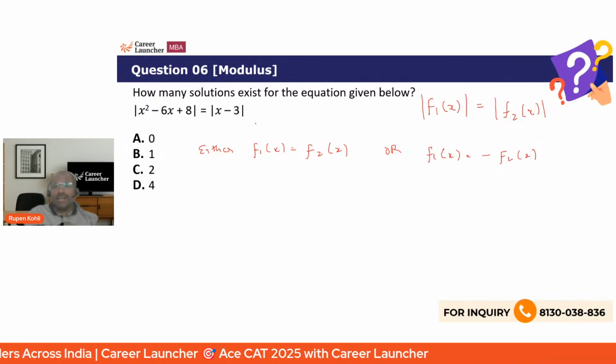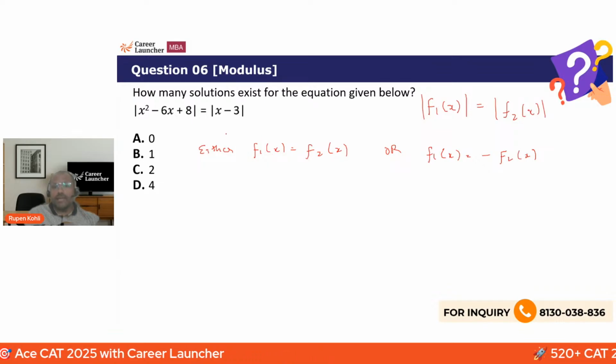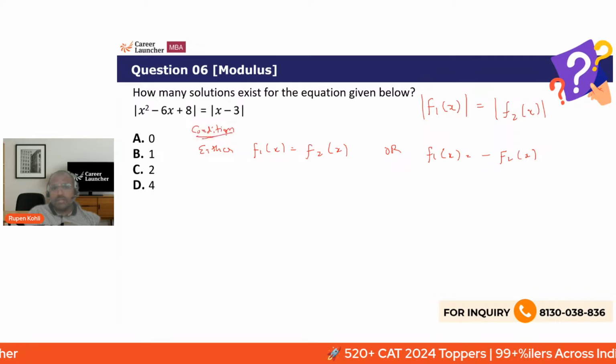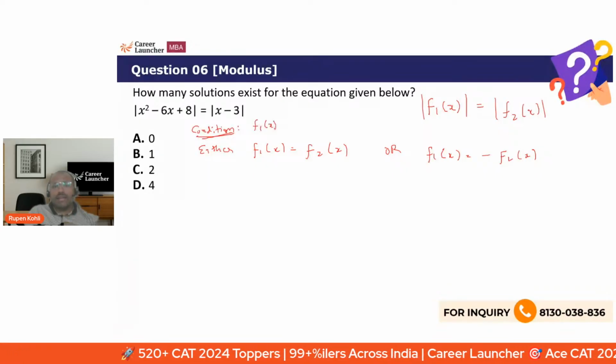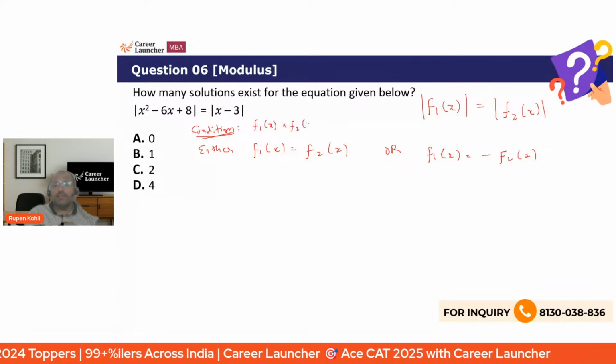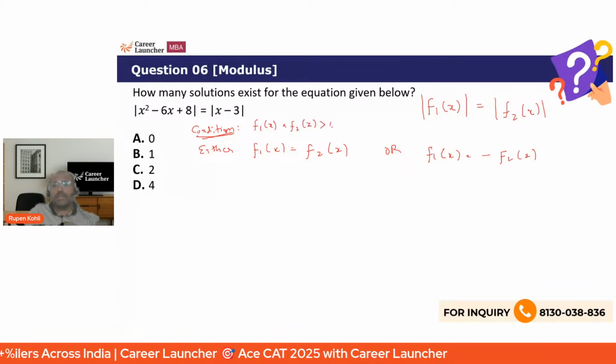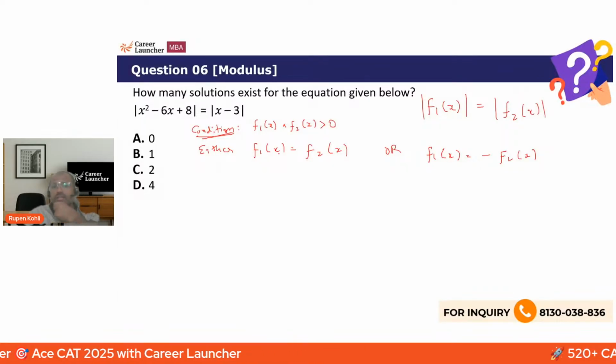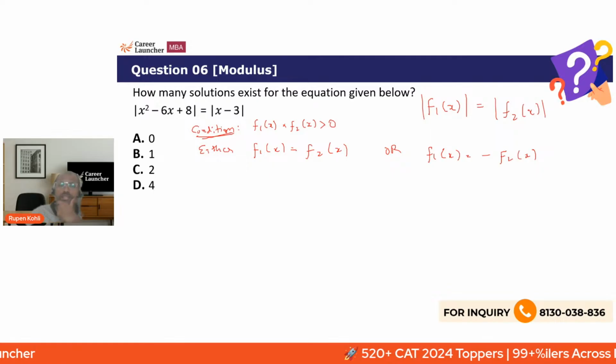Now, what is the condition based on which this modulus has opened in this way? Here, the condition, or the assumption I would say, is that f1(x) and f2(x) are of the same sign, which can simply be written as f1(x) times f2(x) is more than 0. So that both of them have opened with a positive sign, you can say it like that.